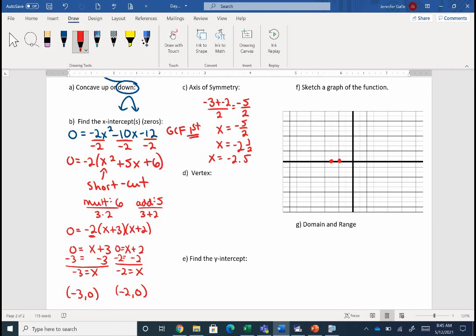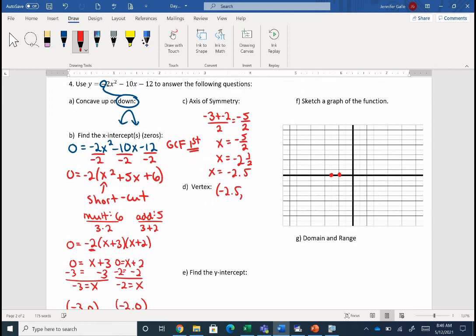So for the vertex, you know the x. Now you have to find the y. When you do this part, guys, you have to go back to your original. So we have -2 times -2.5 squared, minus 10 times -2.5, minus 12. You have to go back to your original, just so we don't forget about that poor -2. It's going to be the easiest for you to enter things into. Go back to that original.